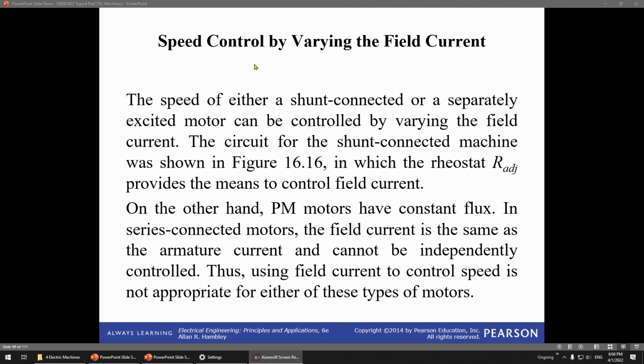So by varying the field current, you can control speed. The speed for either a shunt connected or separately excited motor can be controlled by varying the field current. So shunt and separately excited motors are suitable for field current control. The circuit for the shunt connected machine was shown in figure 16, in which a rheostat RADJ is added. So you have added the RADJ.